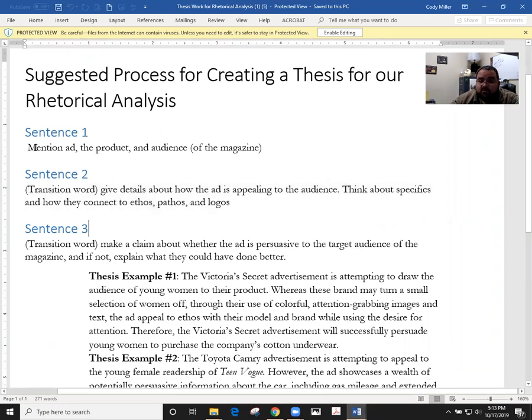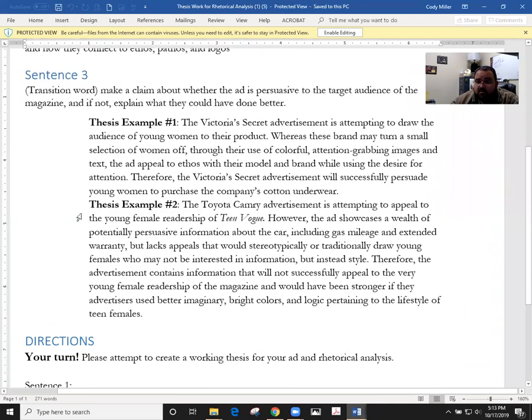For instance, the first sentence, you need to mention your ad, you need to mention your product, you need to mention your audience. The second example here does exactly that. Notice it says the Toyota Camry advertisement, and then it says the young female readership, and then it mentions the magazine. So we've got the Toyota Camry is the name of the ad, but also the product that's being sold. We have the audience, and then we have the magazine.